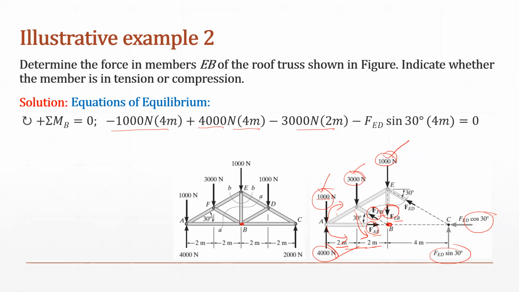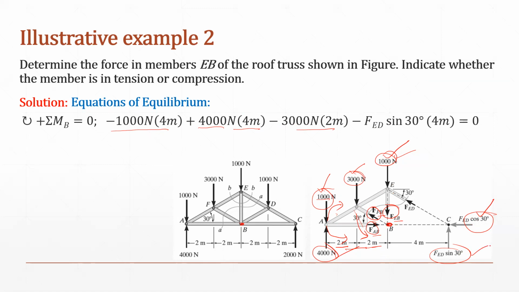Because the line of action of this force is passing along point B, there is no moment created because of this force. Now the moment due to this horizontal component will also be zero, because the line of action of this force is also passing through point B.